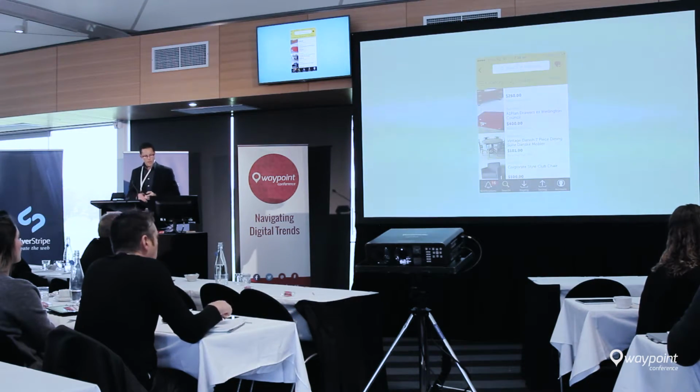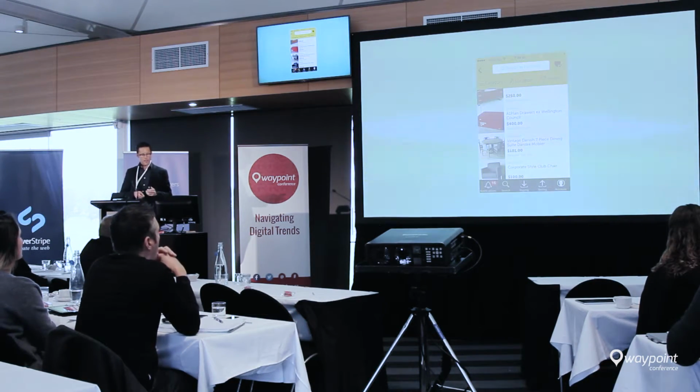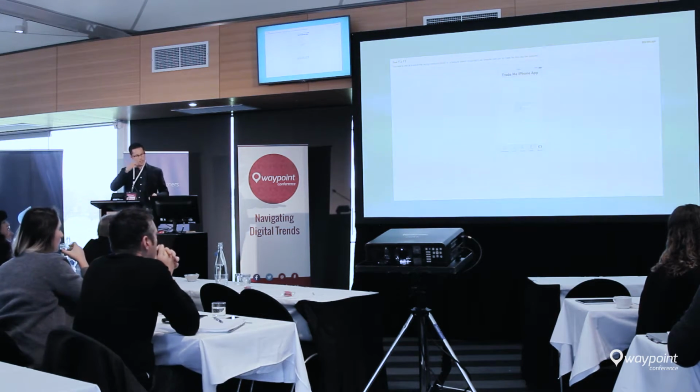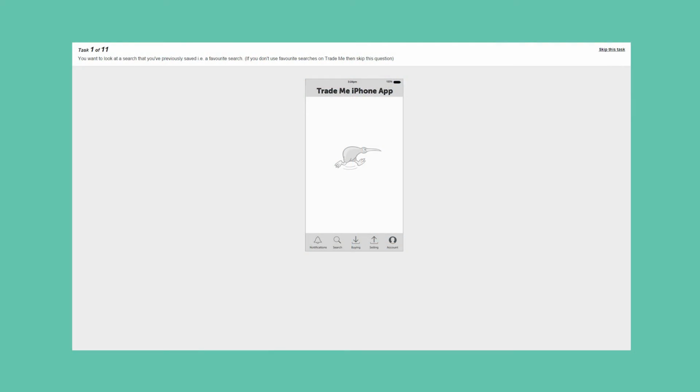So we did some mock-up testing via an online testing tool here, and you can't read it, so I'll read it for you. You want to look at a search that you've previously saved, i.e. a favourite search. If you don't use favourite searches on Trade Me, then skip this question. Now, we don't get it right at Trade Me all the time. This is a really awful question. Why is this an awful question?